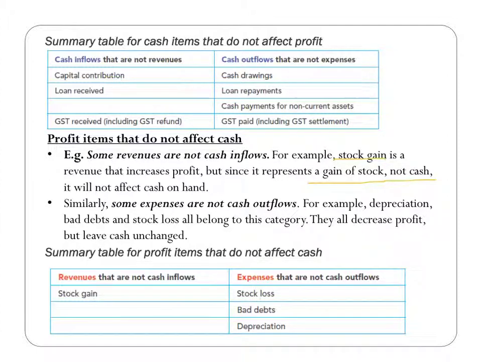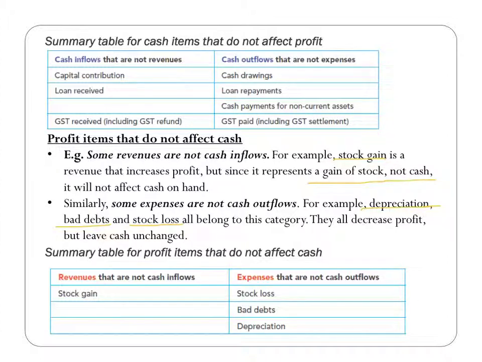Similarly, some expenses are not cash outflows. For example, we talked about in chapter 11, depreciation. It's a non-cash expense. And other examples, bad debts or stock loss, they are all expenses. However, they do not involve any cash outflows.